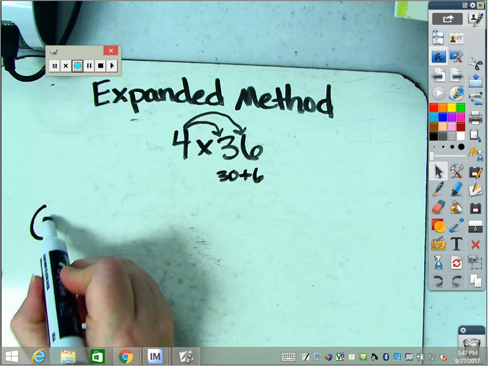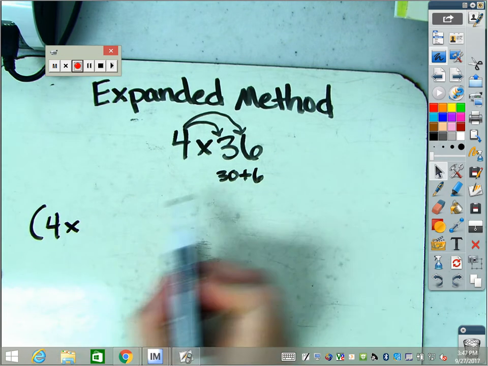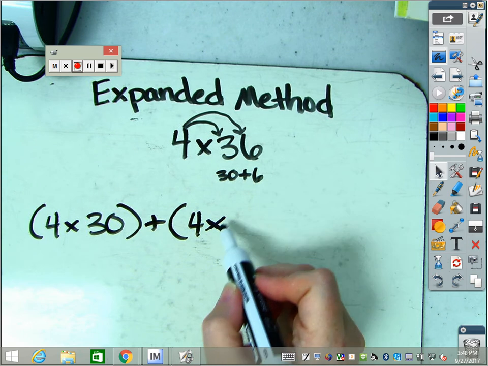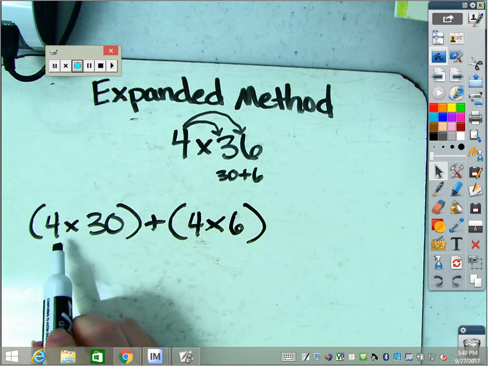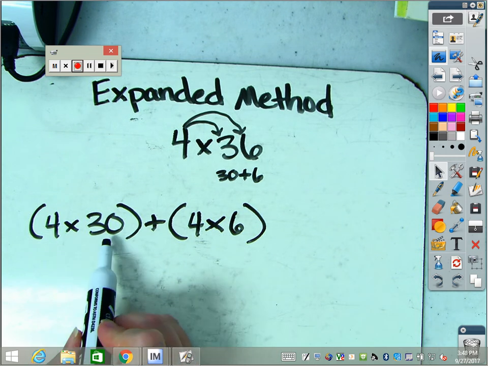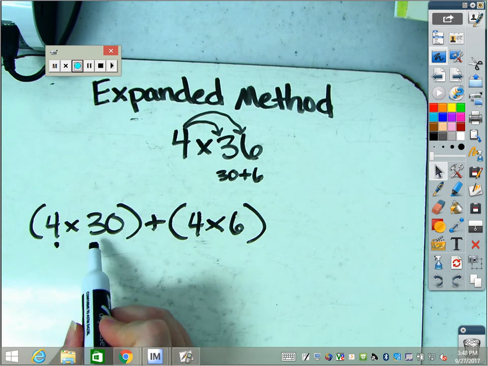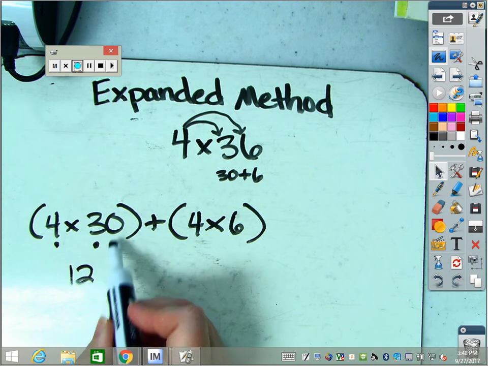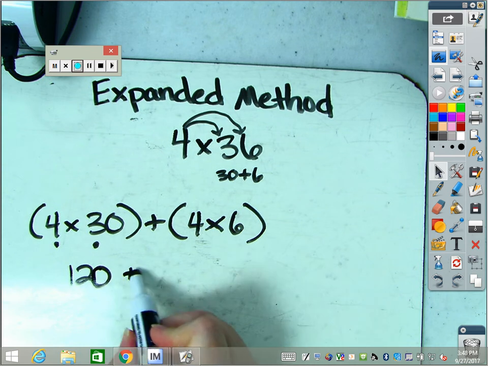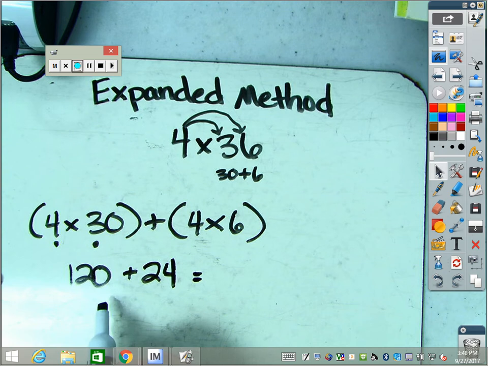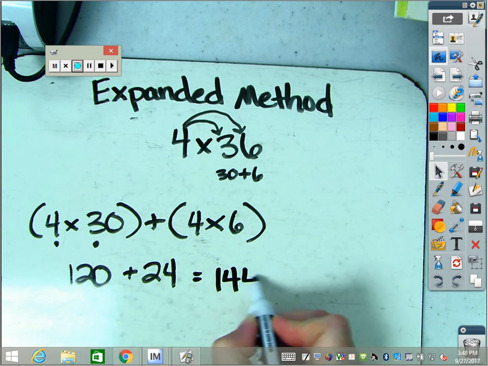So here I'm going to multiply 4 times that 30 plus 4 times that 6. Okay, now all I have to do is simplify my parentheses. So 4 times 30, to use mental math, I can multiply my 4 and my 3 together, and that's 12. And then I can add my 0 from the number 30 onto the end. And then 4 times 6 is 24. And to get my final answer, I'm going to add 120 plus 24, and that's 144.